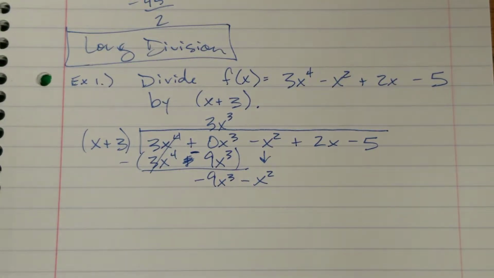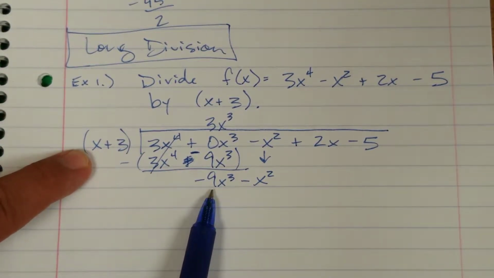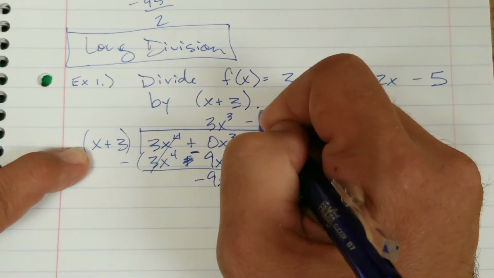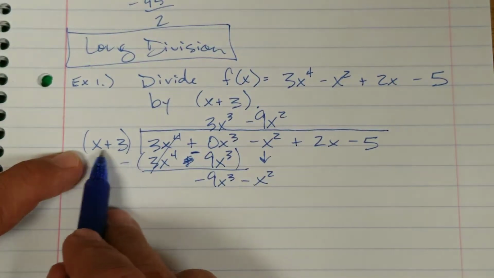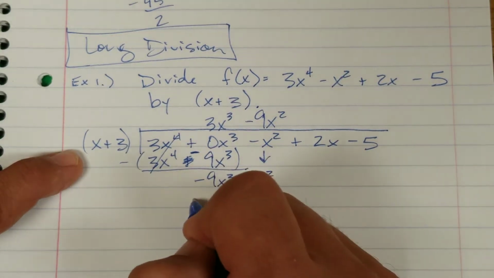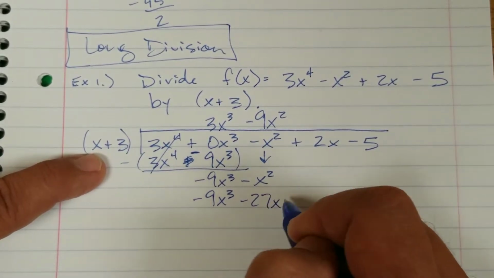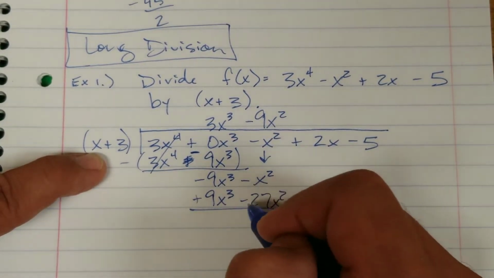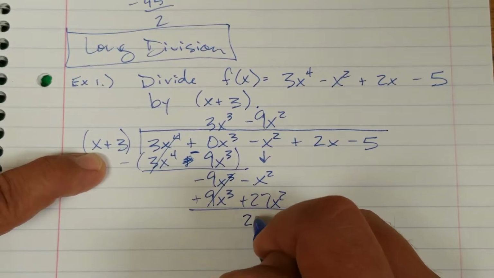Okay? And then we just do it again. So looking at the leading term, negative 9x cubed divided by x. So what do I need to multiply x by to get a negative 9x cubed? That would be a negative 9x squared. Multiply negative 9x squared times the entire binomial there. So we get a negative 9x cubed minus 27x squared. The next step is to subtract. So when I do that, it changes signs, and it'll do that every time. So this is going to cross out, and then here I get a 26x squared.